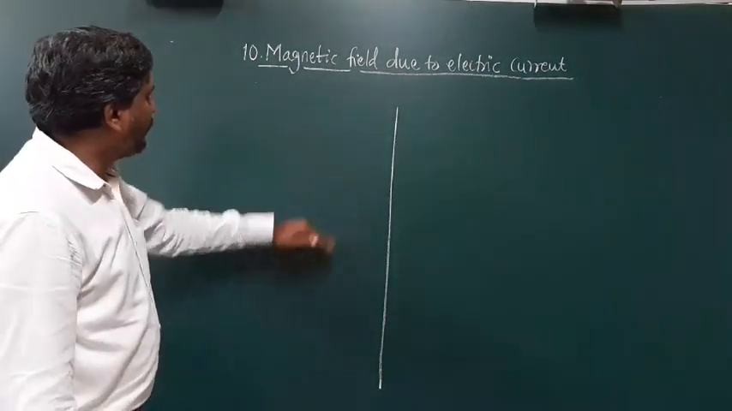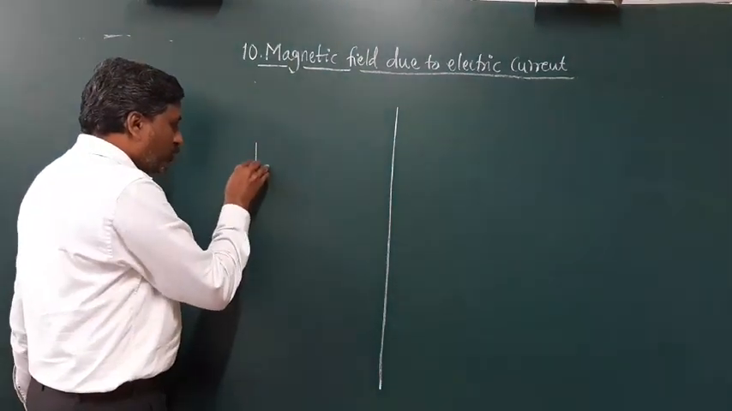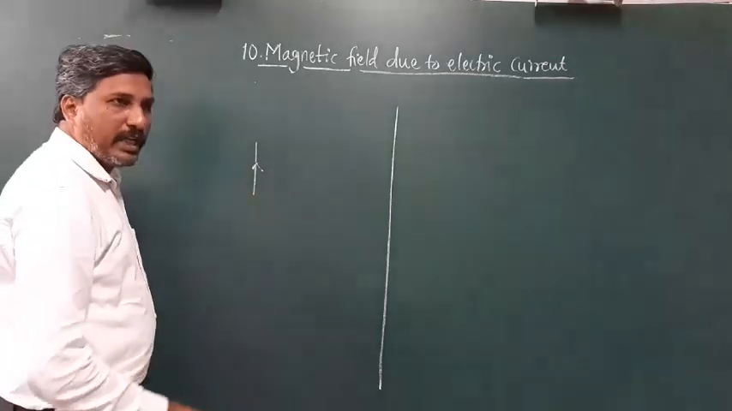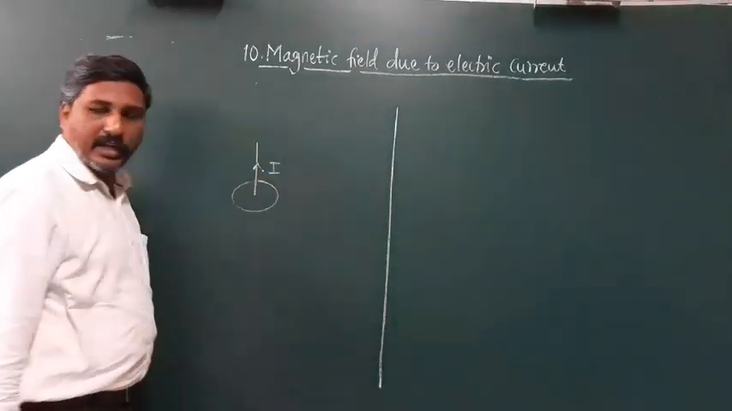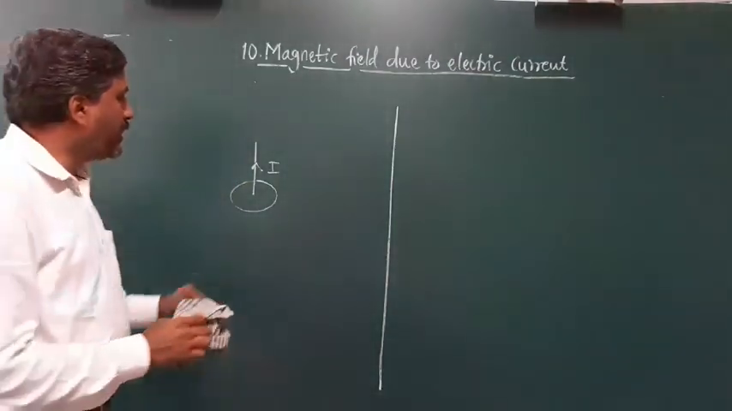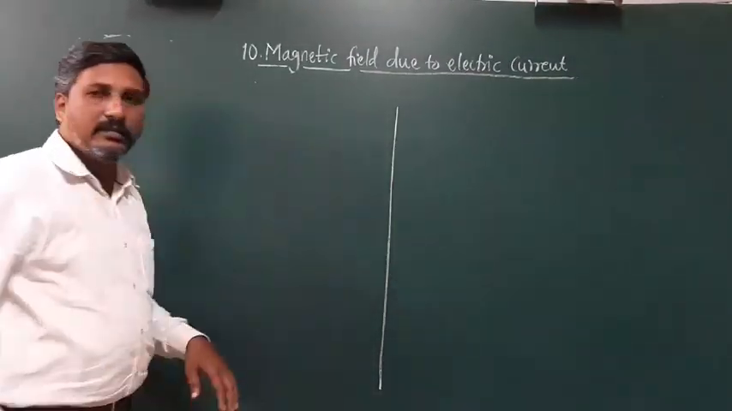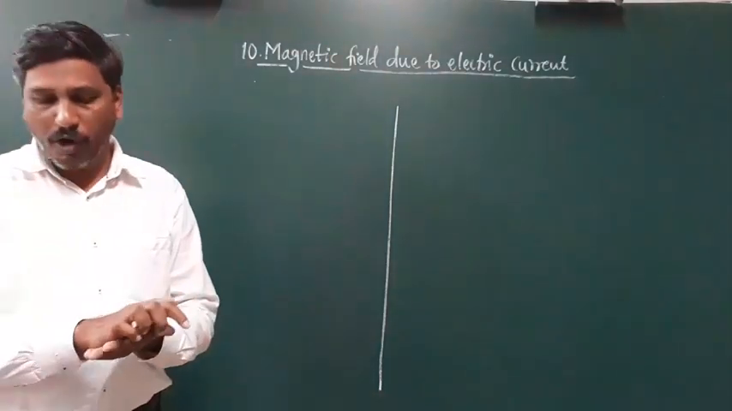Now, when the current through a conductor is moving in the upward direction, this is the direction of current, then the magnetic field is in an anti-clockwise sense. If the current is moving downward, then the magnetic field is produced in a clockwise sense.